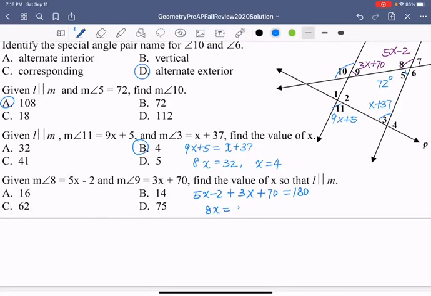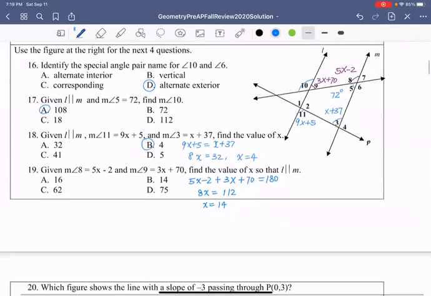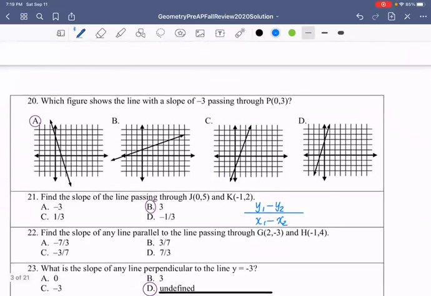180 minus 68 is 112. Hold on, I think it's 92. Oh, hold on. It's 112. Yeah, 112, because minus 70 is 110, plus 2 is 112. Okay. X equals 14. Very good. Nice.